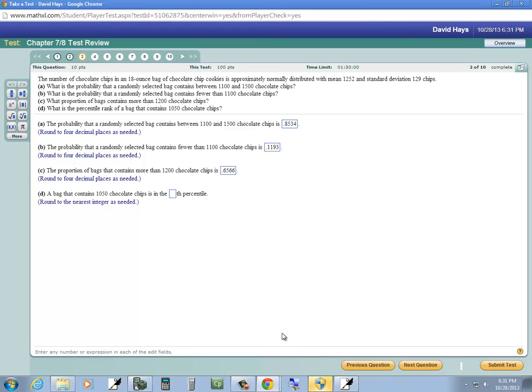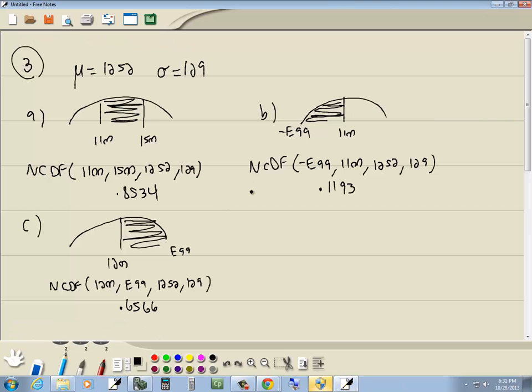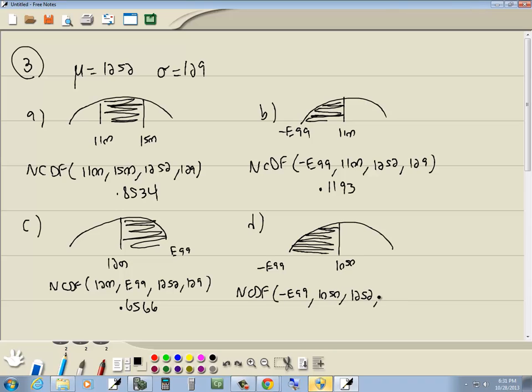Okay, a bag that contains 1,050 chocolate chips. It's 1,050. Now, when they're referring to percentile, they're referring to this area to the left. So it's just a different way of saying that. So normal CDF, negative E99, comma, 1050, comma, our mean, which is 1252, comma, our standard deviation, which is 129.